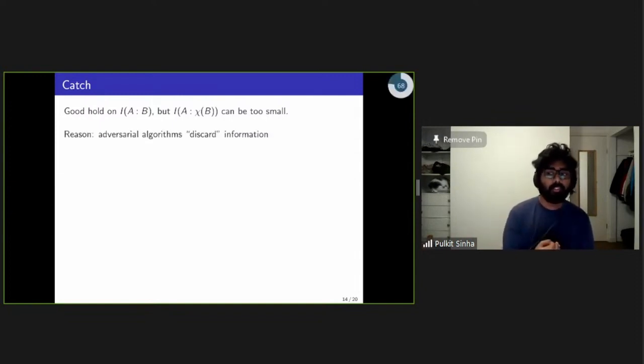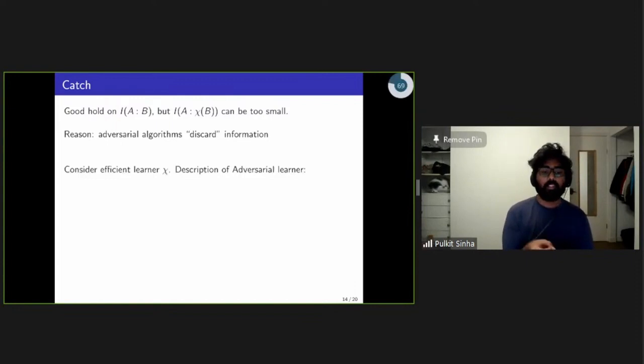This is the case because even though the known algorithm has a very high mutual information, that is, I(A;B) is high, there are certain adversarial algorithms that perform just as well, but which discard away information in some sense. And let's see an example of how such an adversarial algorithm might look like.